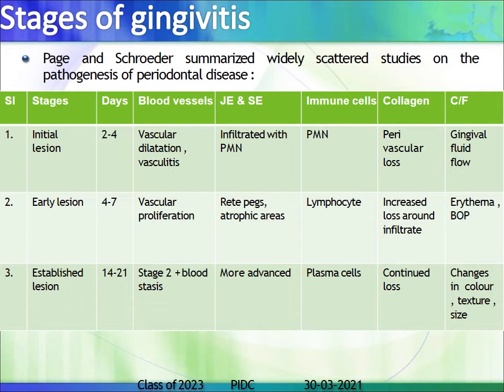The third stage is your established stage, wherein there is 14 to 21 days. Stage 2 plus plasmacytosis is present in this condition. There is more advanced red apex or atrophic areas. The predominant cell here is plasma cells. There is continued loss, change in color, texture, and size. So this you would notice if your patient is progressing in his disease.